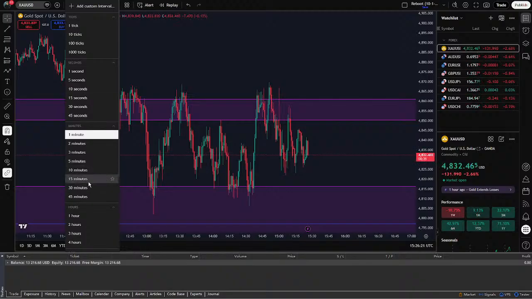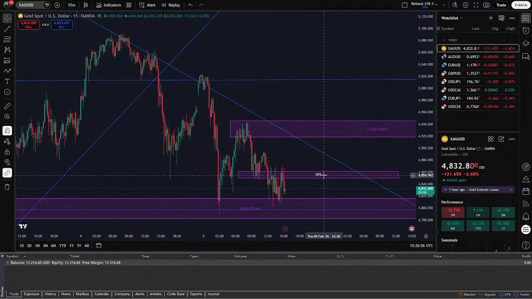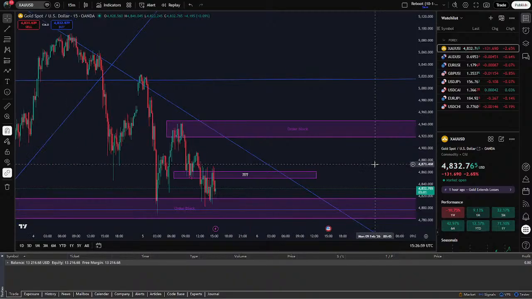Before I wrap things up, if there's one thing I want you to take away, it is this: order blocks are not trades; they are locations. Without structure and liquidity, they mean nothing. With proper context, they make sense.